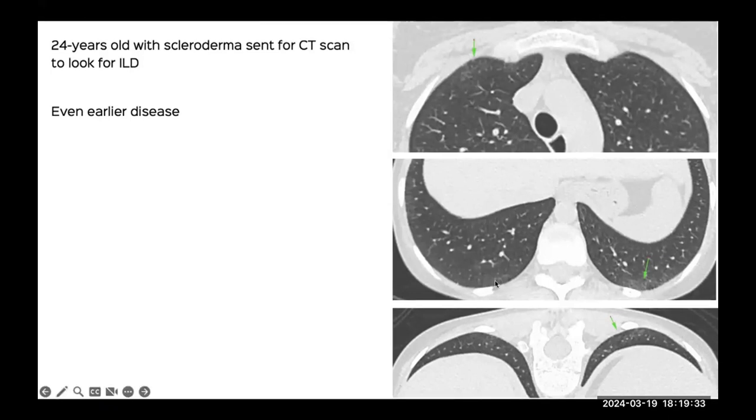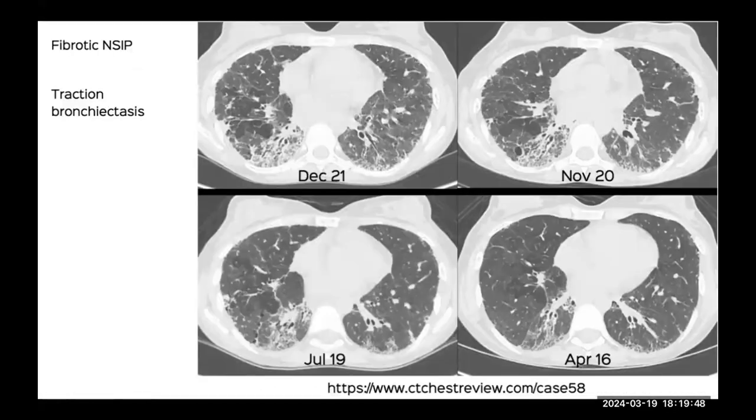And you can see these very subtle reticular opacities confirmed that they are real on the prone images. And we also saw subtle reticular opacities in the non-dependent upper lobes as well. So very, very early NSIP.